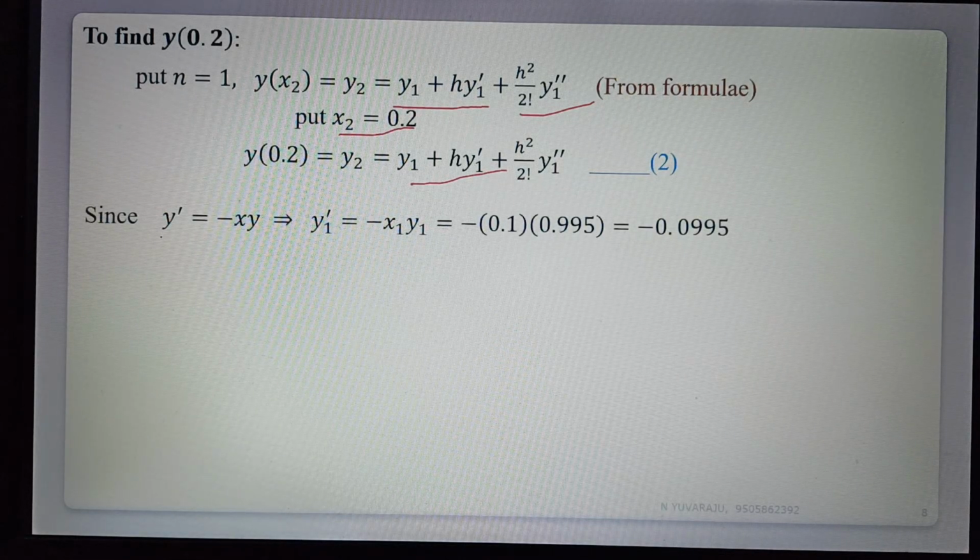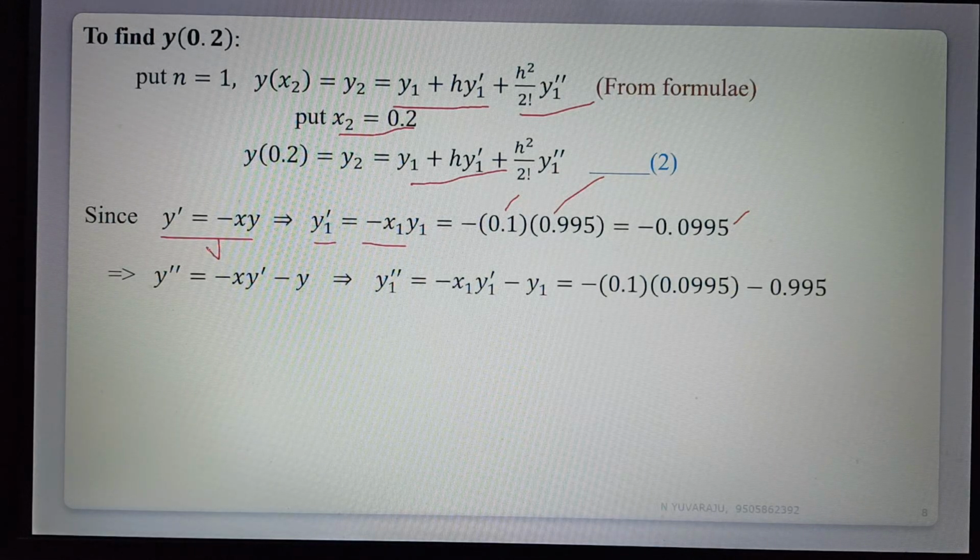So finding here first y dash is equal to the given minus xy. In this, substituting x is x1, y is y1. y1 dash is equal to minus x1 y1, with x1 value 0.1 and y1 value already found 0.995, that is equal to minus 0.0995. So next, y double dash, the second derivative. Find out. Y double dash is equal to minus x into y dash minus y. So substituting x is x1, y is y1. So y1 double dash is equal to minus x1 into y1 dash minus y1.